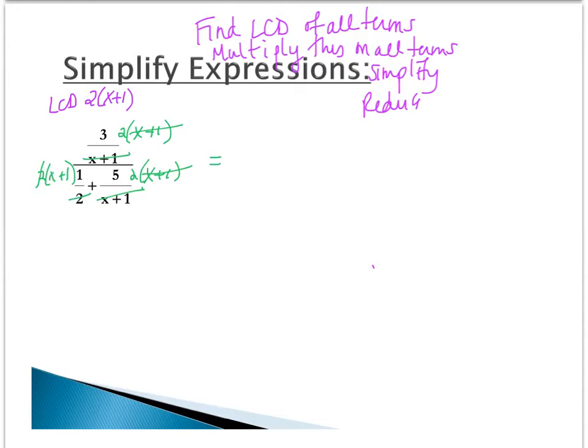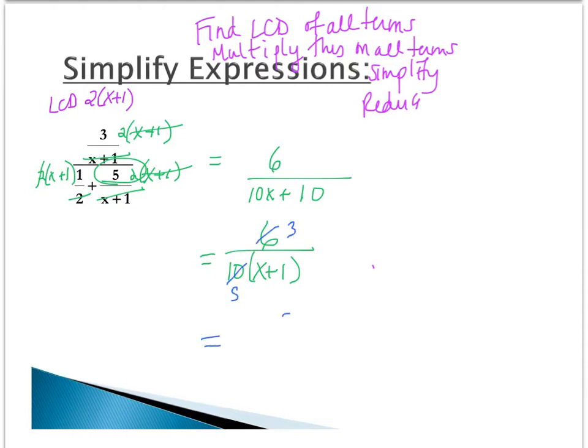If I multiply together what remains, in my numerator I have 3 times 2, which is 6, and in my denominator I have x plus 1 times 5 times 2, which gives me 10x plus 10. Now, I'm not allowed to reduce a single term in this problem. However, I can factor out a 10 in my denominator. And then this 10 and the 6 can reduce to 3/5. My final answer would be 3 over 5 quantity x plus 1.